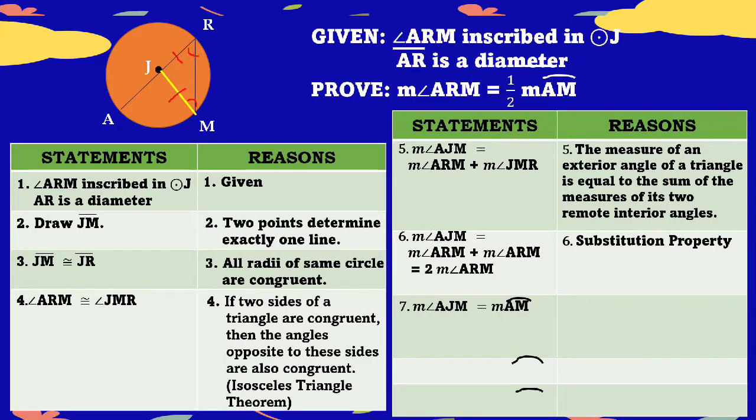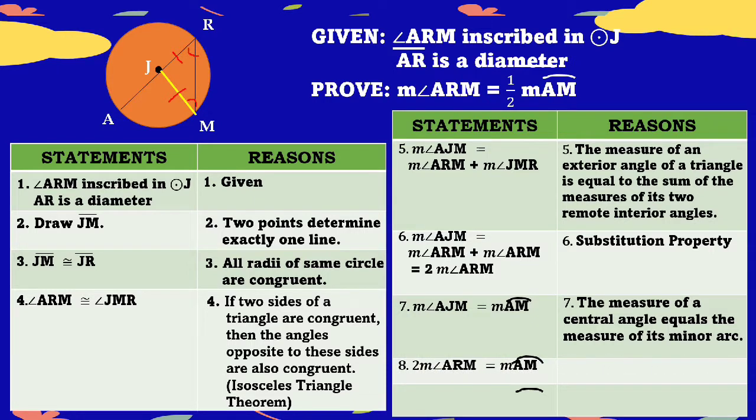Angle AJM intercepts arc AM. Therefore, the measure of angle AJM is equal to the measure of arc AM. What is the reason? The measure of a central angle equals the measure of its minor arc. In number 6's statement, the measure of angle AJM is equal to 2 measures of angle ARM. By substituting it on number 7, we can get statement number 8. 2 measures of angle ARM is equal to the measure of arc AM. The reason? Substitution property.